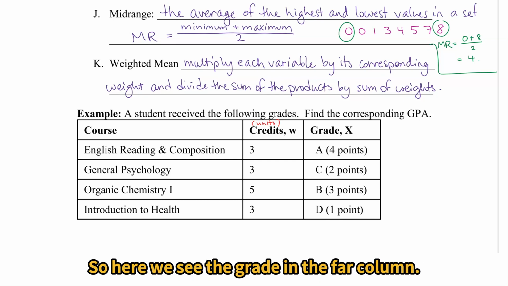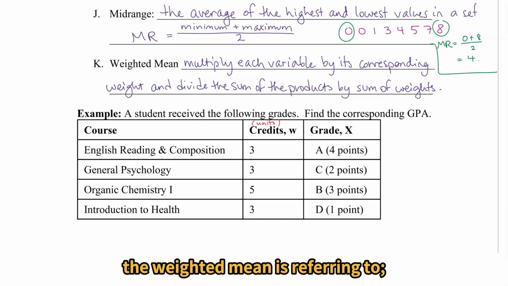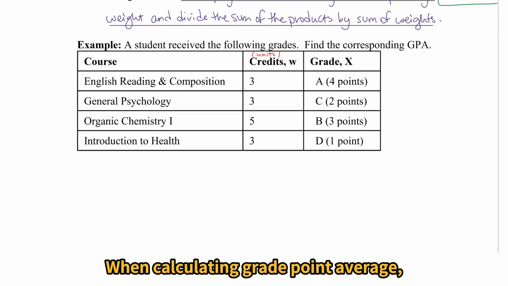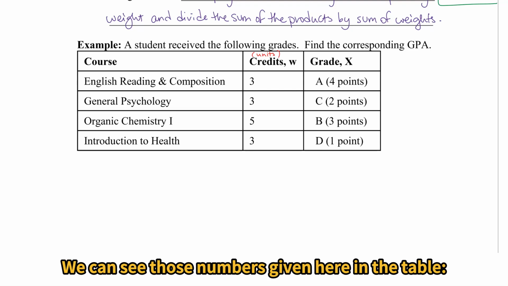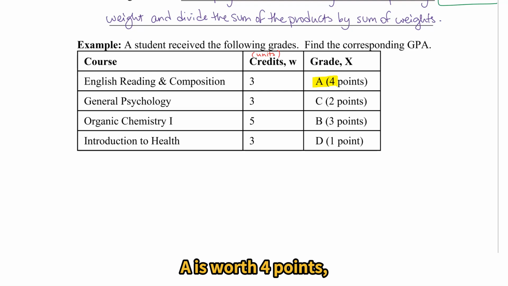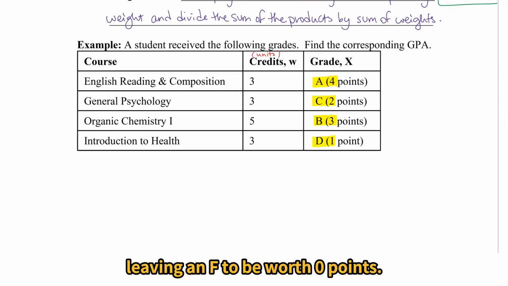So here we see the grade in the far column. That's the variable that the weighted mean is referring to. The grade is the variable. When calculating grade point average, each letter grade corresponds to a number. We can see those numbers given here in the table. A is worth 4 points, a B is worth 3 points, a C is worth 2 points, and a D is worth 1 point, ultimately leaving an F to be worth 0 points.